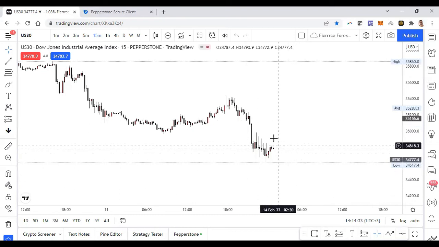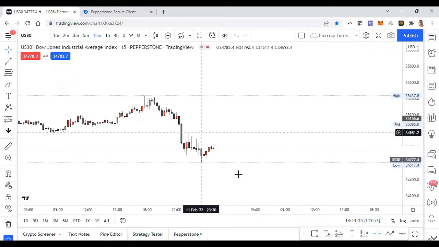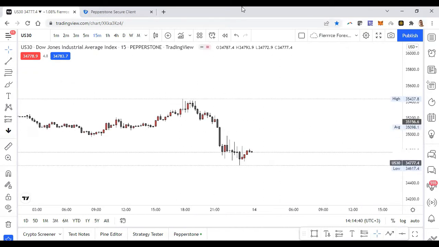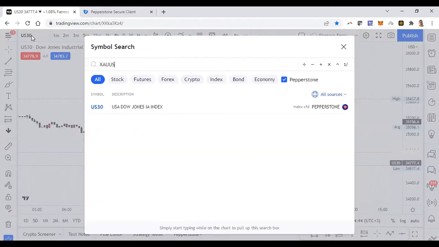But at the same time, I will want to see how the first 15 minutes to an hour of the market looks when it opens later on today. So that's US30, and then let's go to gold.